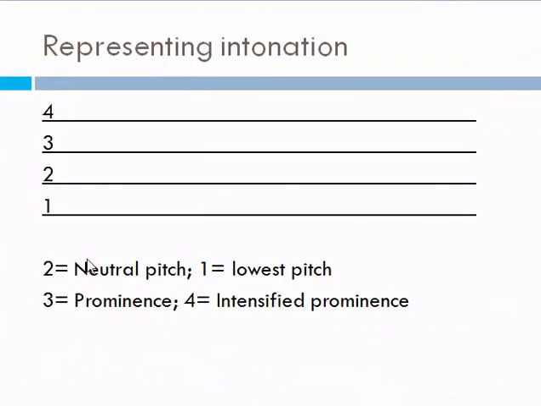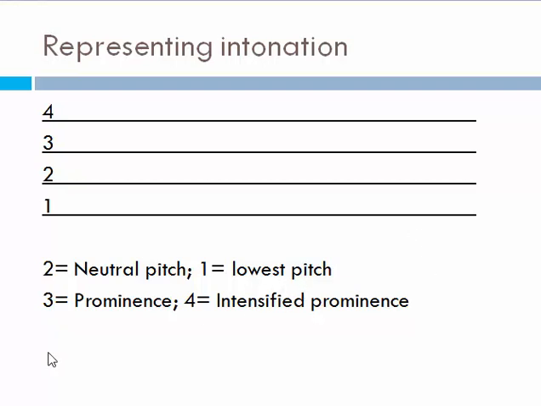Now let's take a look at the representation of intonation. If we look at those 4 lines, we're going to have 1 as our lowest pitch, 2 as our neutral pitch, 3 as prominence or the focus of the sentence, and then number 4 would be intensified prominence. Number 4 is very common in emotional intonation. For example, when you get angry, your voice goes louder and you tend to have a higher pitch.